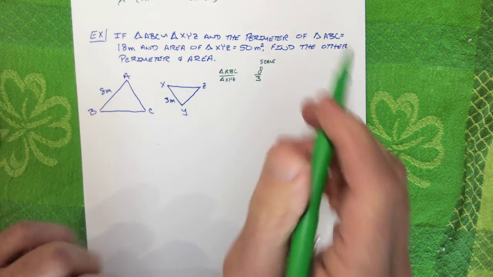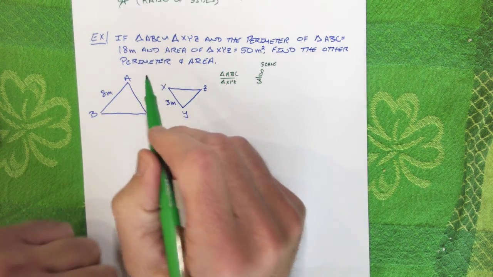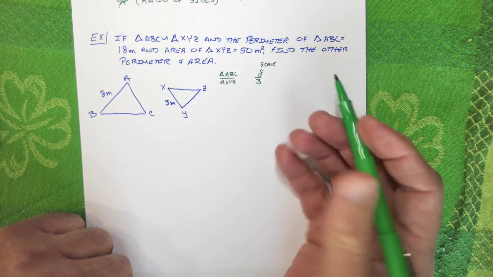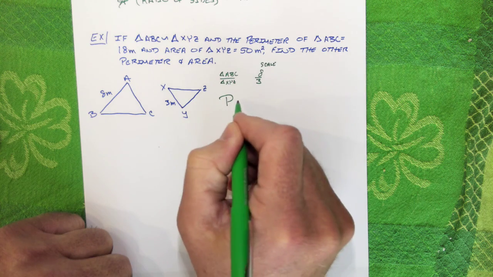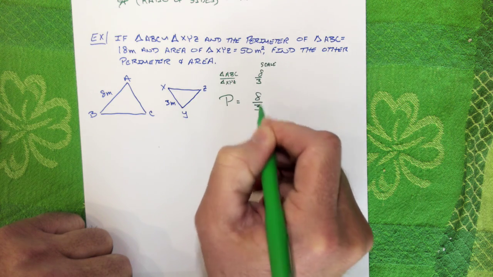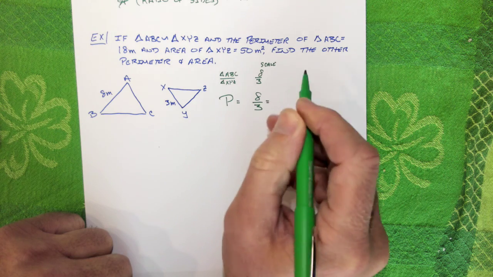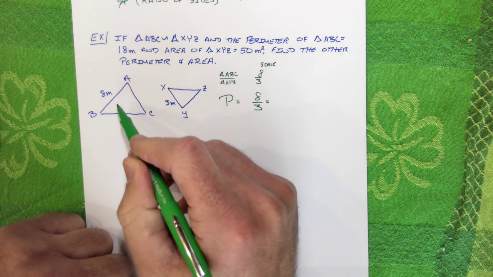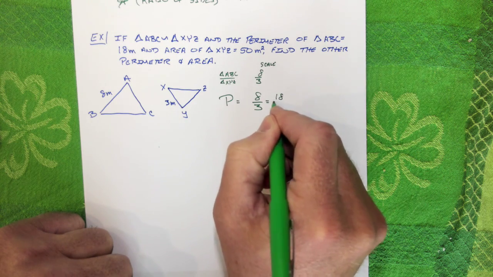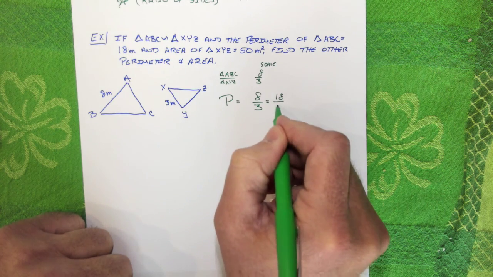All right, so what do I want to find first? Perimeter. Okay, we know the perimeter of this one. So make the same comparison. So to find the perimeter, I'm going to go 8:3 ratio of sides equals, and I went triangle ABC, so I need that perimeter, 18 meters, compared to this perimeter, which we do not know.